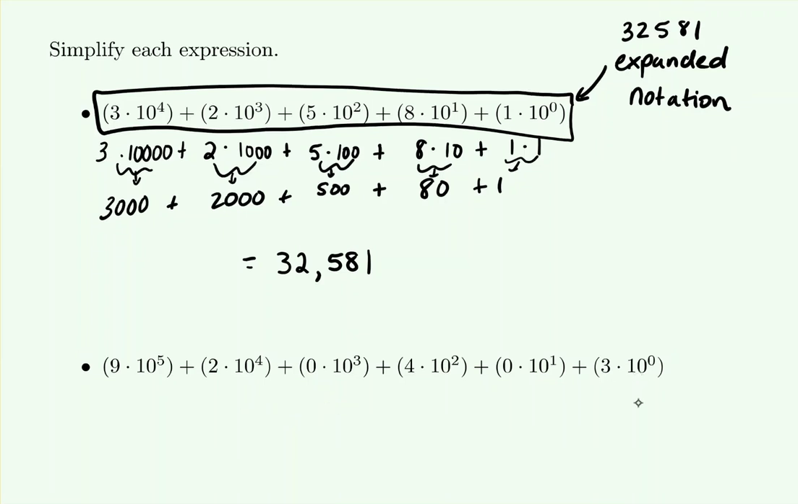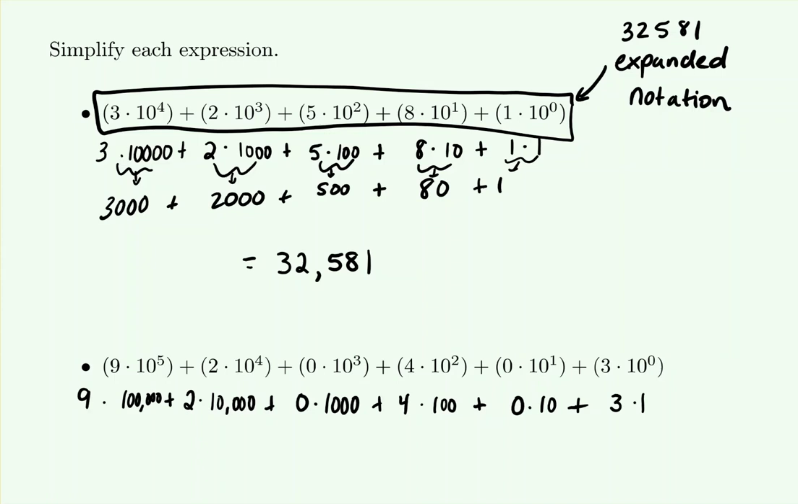I know 10 to the 0 is 1, so this simplifies to 3 times 1, or you could more simply just write it as 3. 10 to the first power is 10, that we're multiplying by 0, so this would contribute 0 from this term. 10 squared is 100, we are multiplying it by 4, plus 1,000, we are multiplying that by 0, plus 10,000, that we are multiplying by 2, and then 10 to the 5th is 100,000, that we are multiplying by 9.